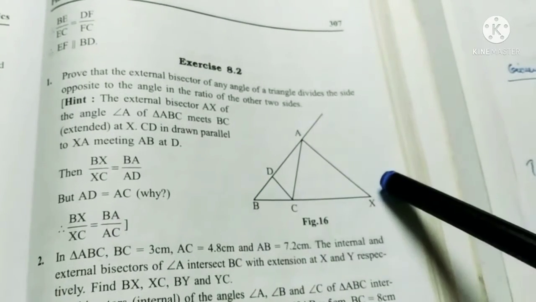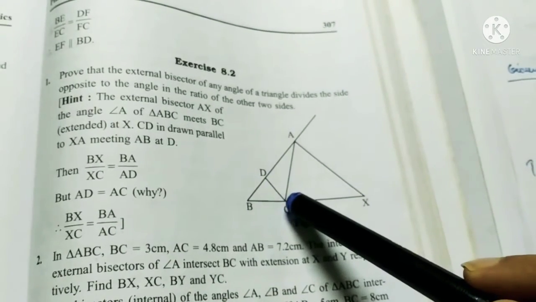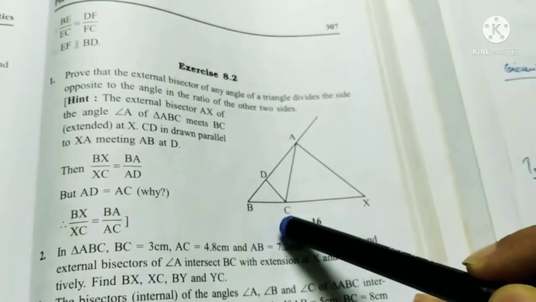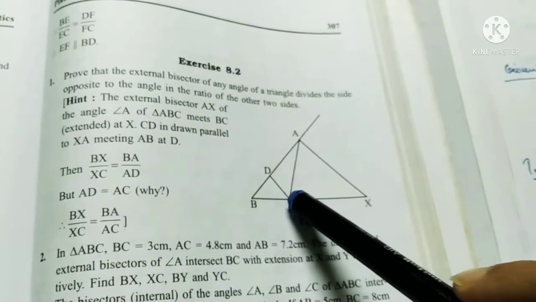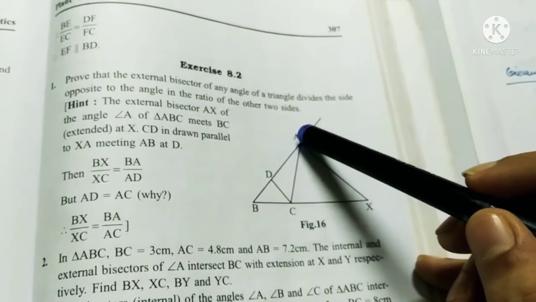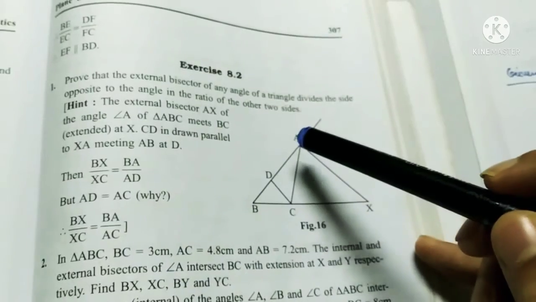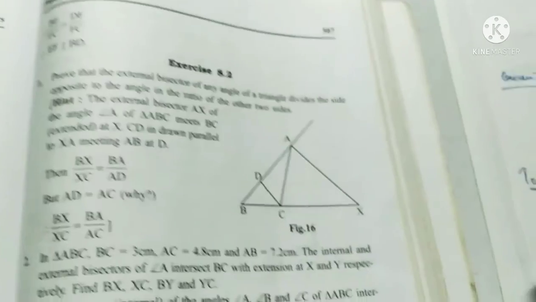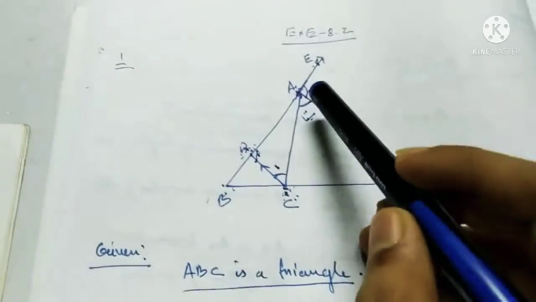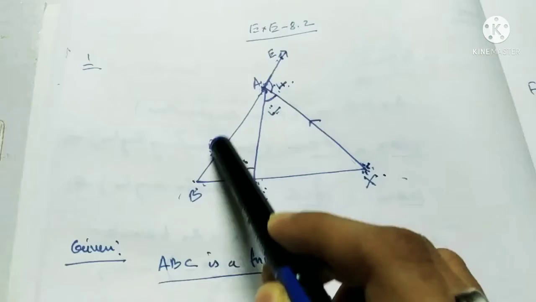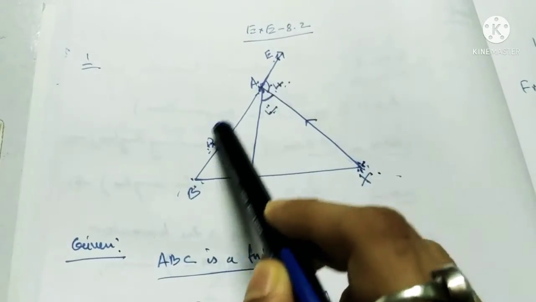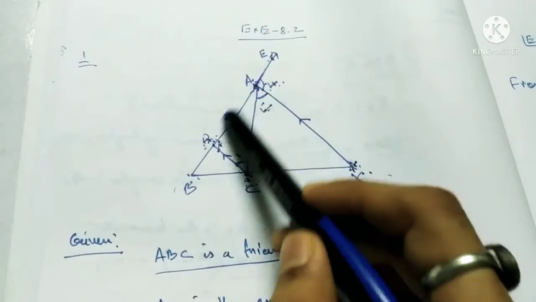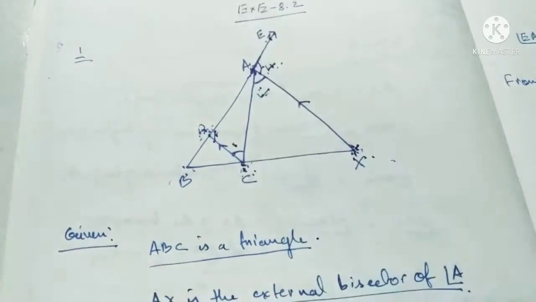That is, BX by XC is equal to BA by AC. That is what I have to prove here. So this is our triangle, the diagram here, triangle ABC.